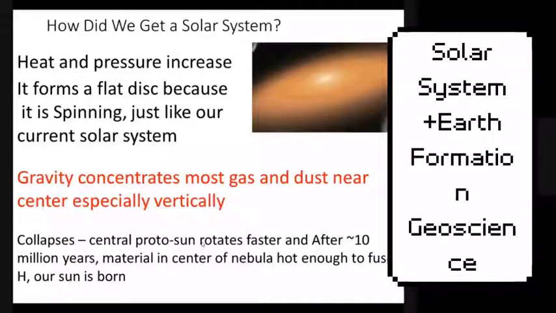Now, how long did it take to actually go from nebula to solar system? Probably only about 10 million years. It didn't take that long. Well, I mean, for a human time scale, 10 million years is an incredibly long amount of time. But for the Earth's time scale or the sun's time scale, 10 million years is a really, really short amount of time.